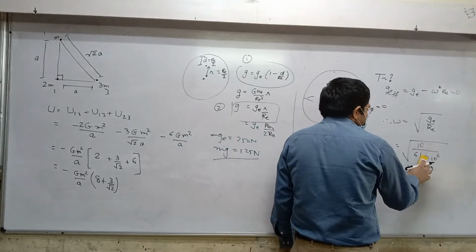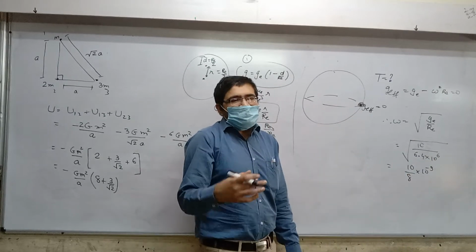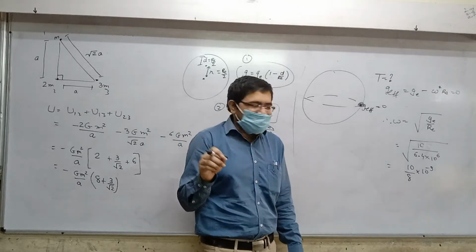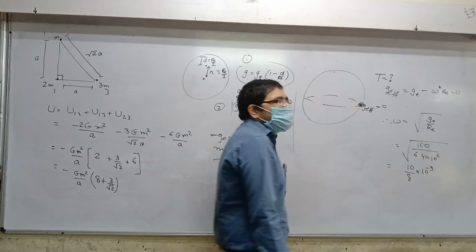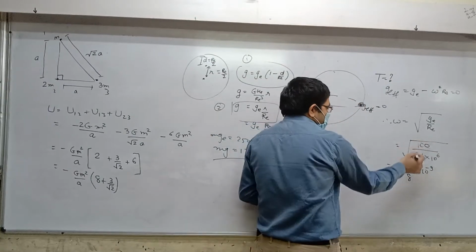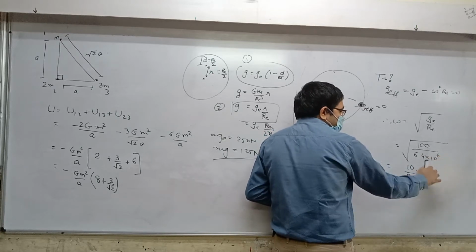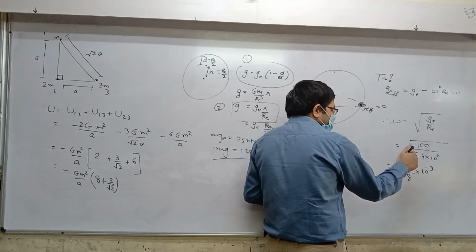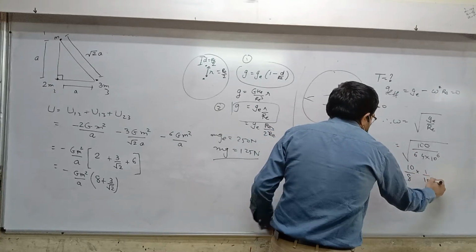It was g upon R_E. So what do we do? We multiply by 10 and shift the point to make it easy. If you do that, this will become 64 and this will become 100. So 100 gives square root 10, 64 gives 8. This is 10 raised to 6, its square root is 10 raised to 3 in the denominator. So this is what we get.